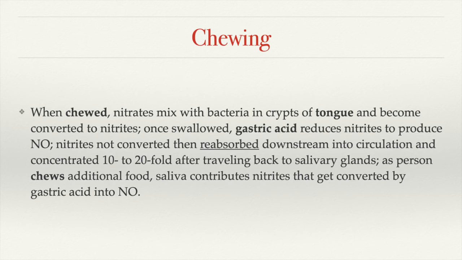Nitrites become converted, then reabsorbed downstream into the circulation, and circulate 10 to 20 fold after traveling back to the salivary glands. As a person chews additional food, saliva contributes nitrites that get converted by gastric acid into nitrous oxide. So in summary, the best way to get this is by chewing and by eating green vegetables.